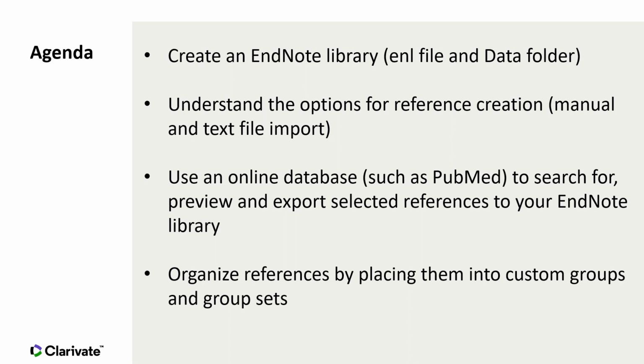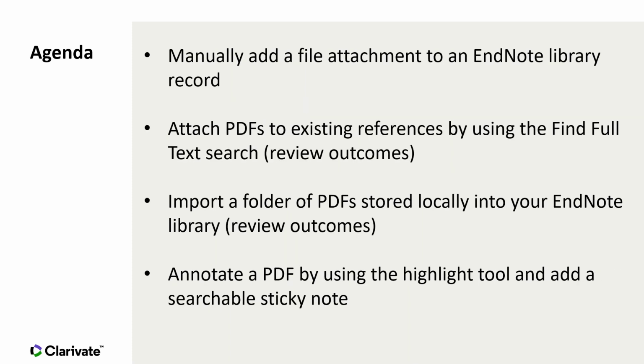Once you start adding materials to your EndNote library, we recommend adding an extra level of organization to that library by creating what we call group sets, which you can almost think of as folders in your EndNote library. And within the group sets, you can create what we call library groups. There are three types of groups you can create with EndNote Desktop. Today, we'll be focusing on what we call custom groups, which is the type of EndNote library group you manually populate.